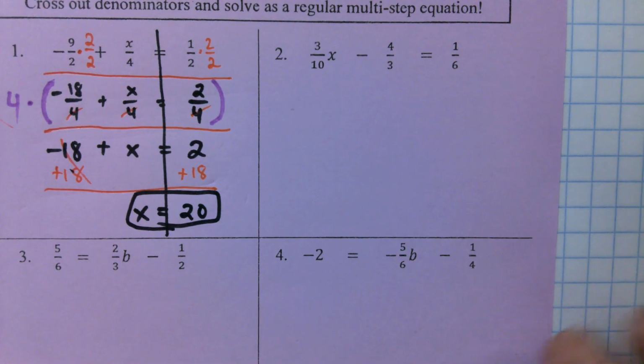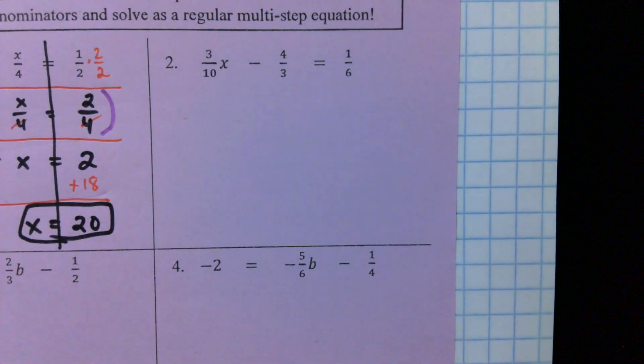Now if I look over to number 2, this one might be a little bit trickier. What are my denominators here in number 2?